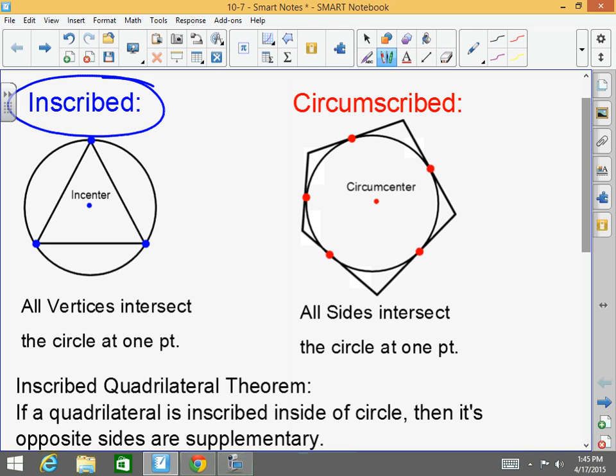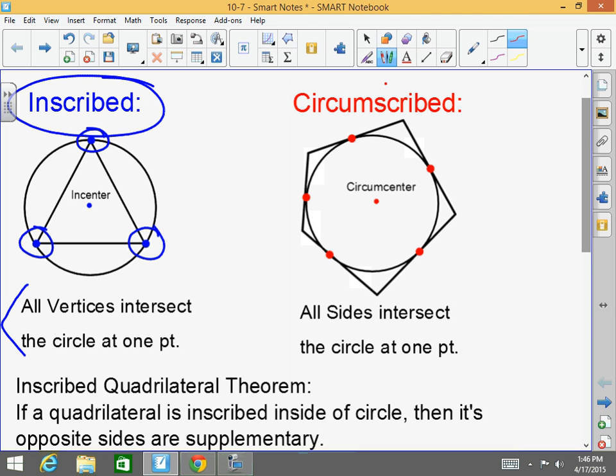It is inscribed if and only if all vertices intersect the circle at one point. And as you can see, these blue points are the intersection points of that polygon on the actual circle. So that makes it inscribed.